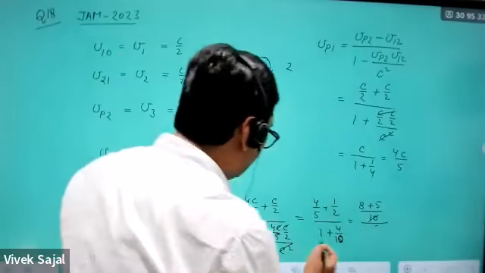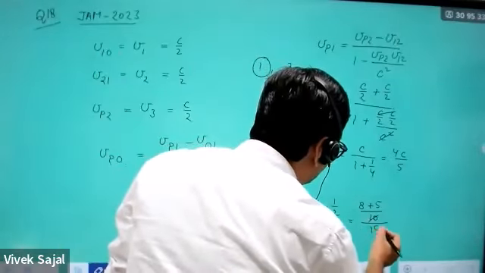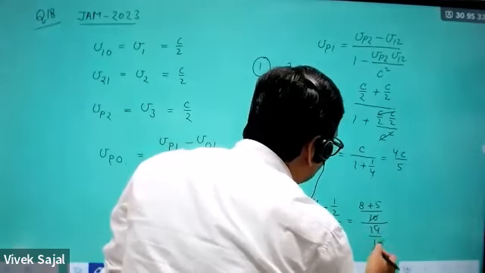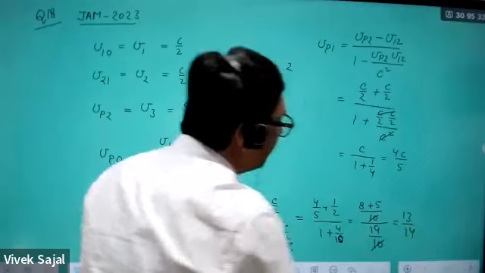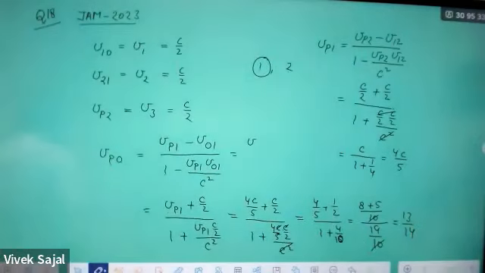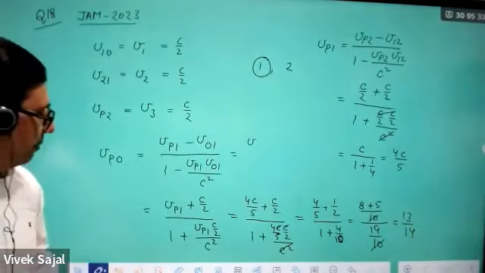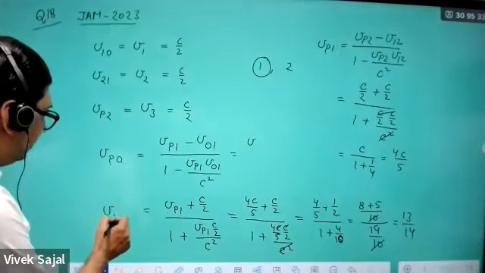Now it will be more simple. So this will be 14 by 10. 10 will cancel out, so 13/14 beta, this will be the answer. So what you told me, 0.93, this will be 0.93 C.